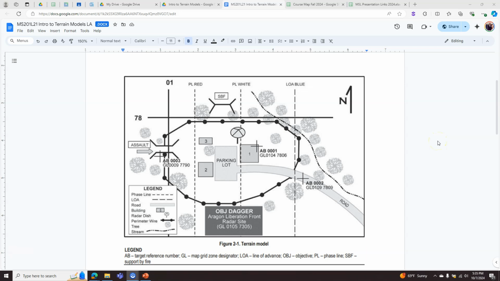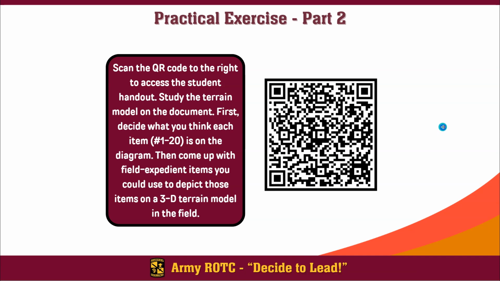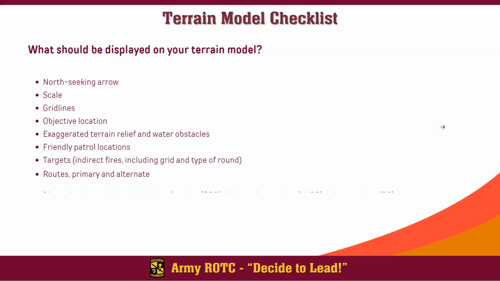Pause right here, find 20 things that should be labeled, and then think of 20 items that you could use to label those different portions of the diagram. Go ahead and pause here and continue working through. All right, so I hope you were able to work through that. I hope you came up with some good field expedient items that you could throw on. And I hope you feel comfortable finding those things, going out and actually recreating that exact diagram, but in a 3D version. That's the end of that practical exercise.